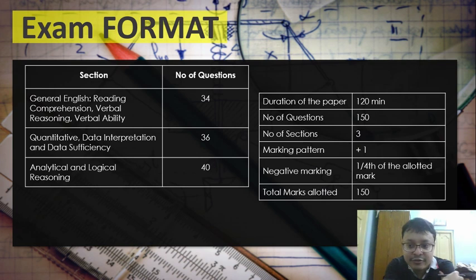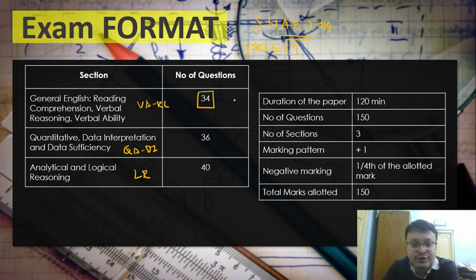First up, I would like to talk about what the exam format for SNAP 2019 is expected to be. Usually SNAP is known to have 4 sections, but this time we'll have just 3 sections: the VRC section, the QADI section, and of course the LR section. The VRC section is expected to have 34 questions, each of 1.5 weightage, a total of 51 marks. The QADI section has 36 questions, each of 1.5 marks again, which is equal to 54 marks.